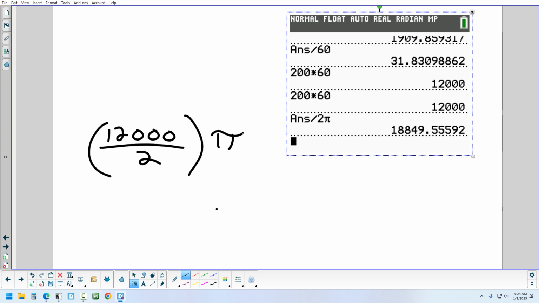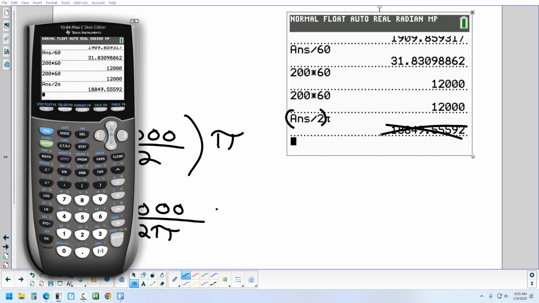That is not what you wanted. You wanted 12,000 divided by 2 pi. But if you don't put it in parentheses, the calculator will literally think you want that. Take your answer, divide by 2, and then multiply that by pi after. So that is not what you want. That's why I always put parentheses around the 2 pi. Okay. Any questions on that?